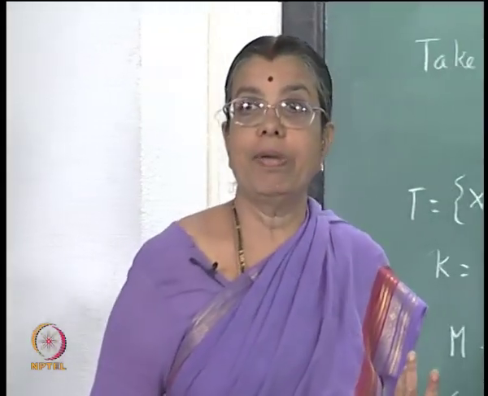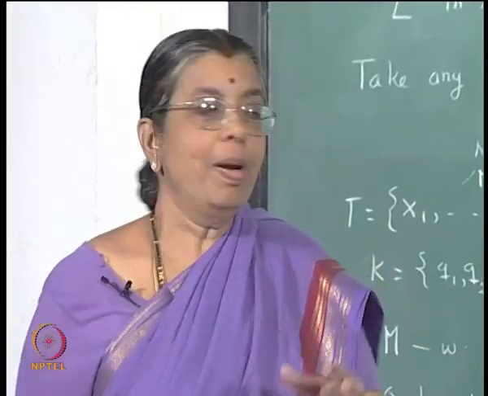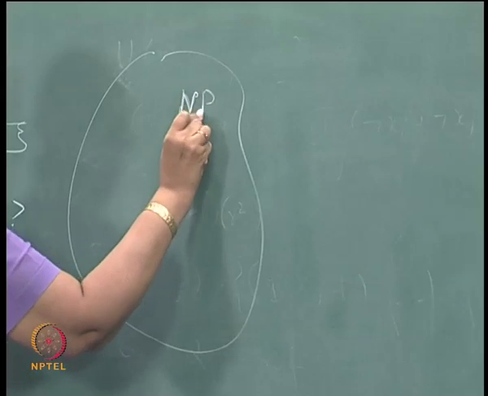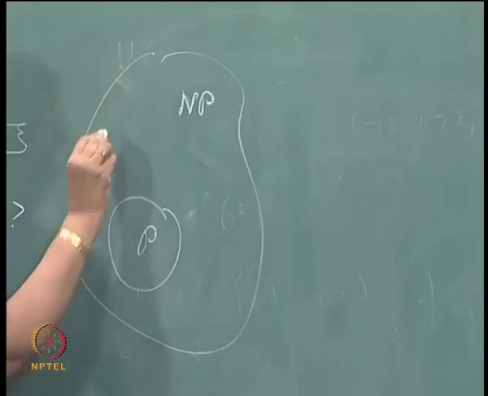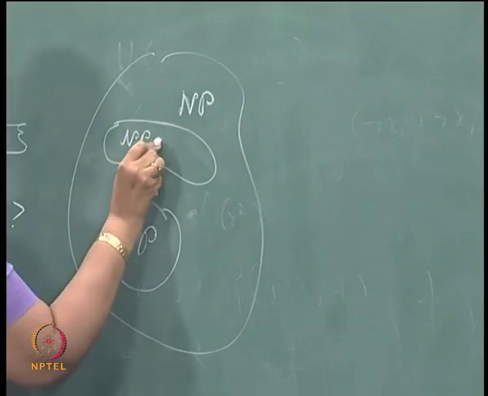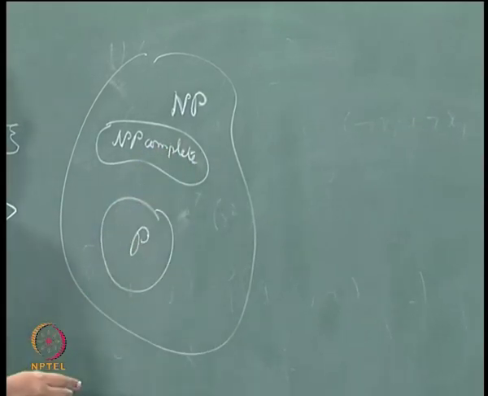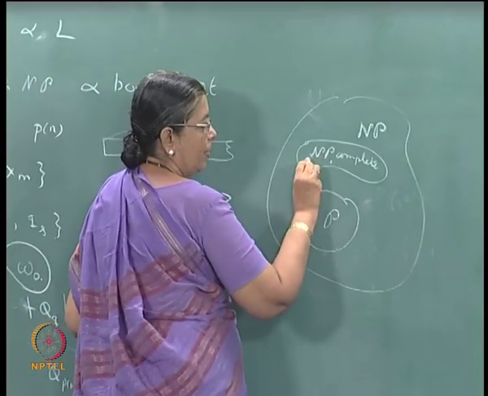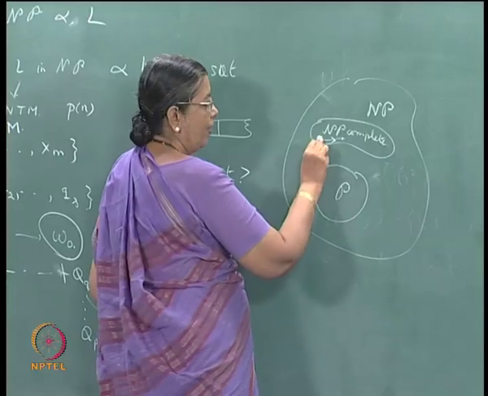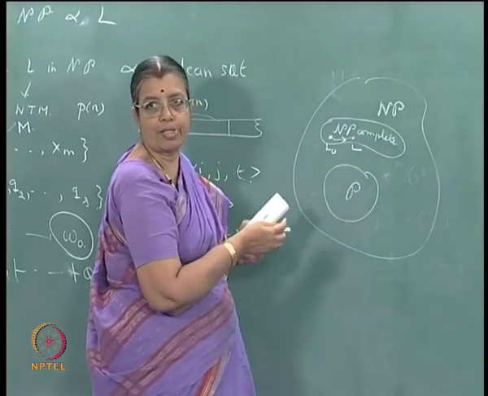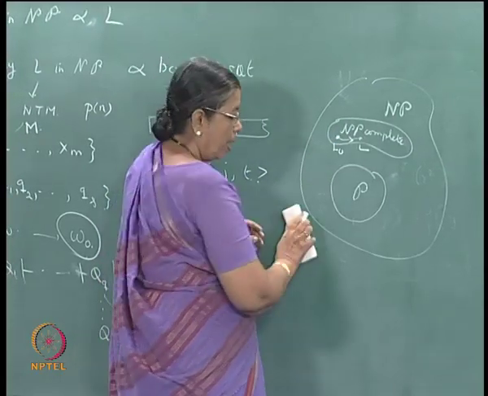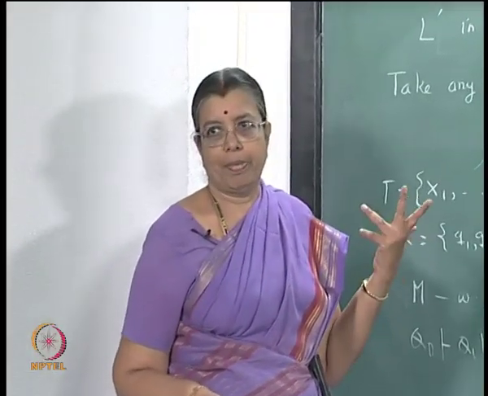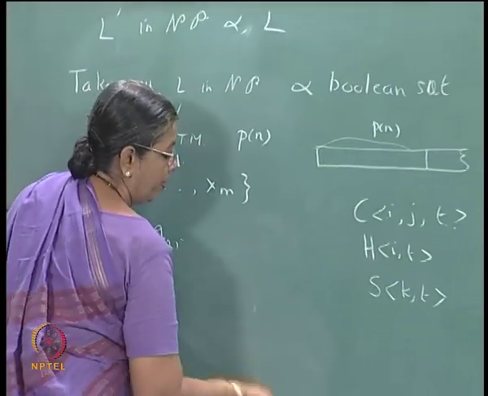Now, once you have shown that Boolean satisfiability is NP complete, one problem you know that is NP complete. This is the class NP, this is the class P, whether they are equal is not known, and this is NP complete. Now, if I know there is one language L naught, which is Boolean satisfiability, for any other problem I can show that this can be transformed to that. If this can be polynomially transformed to another problem, that will also be NP complete, provided it is in NP. So, that is what you make use of for proving the clique problem, vertex cover problem and so many other problems. You reduce the 3-SAT problem or Boolean SAT.